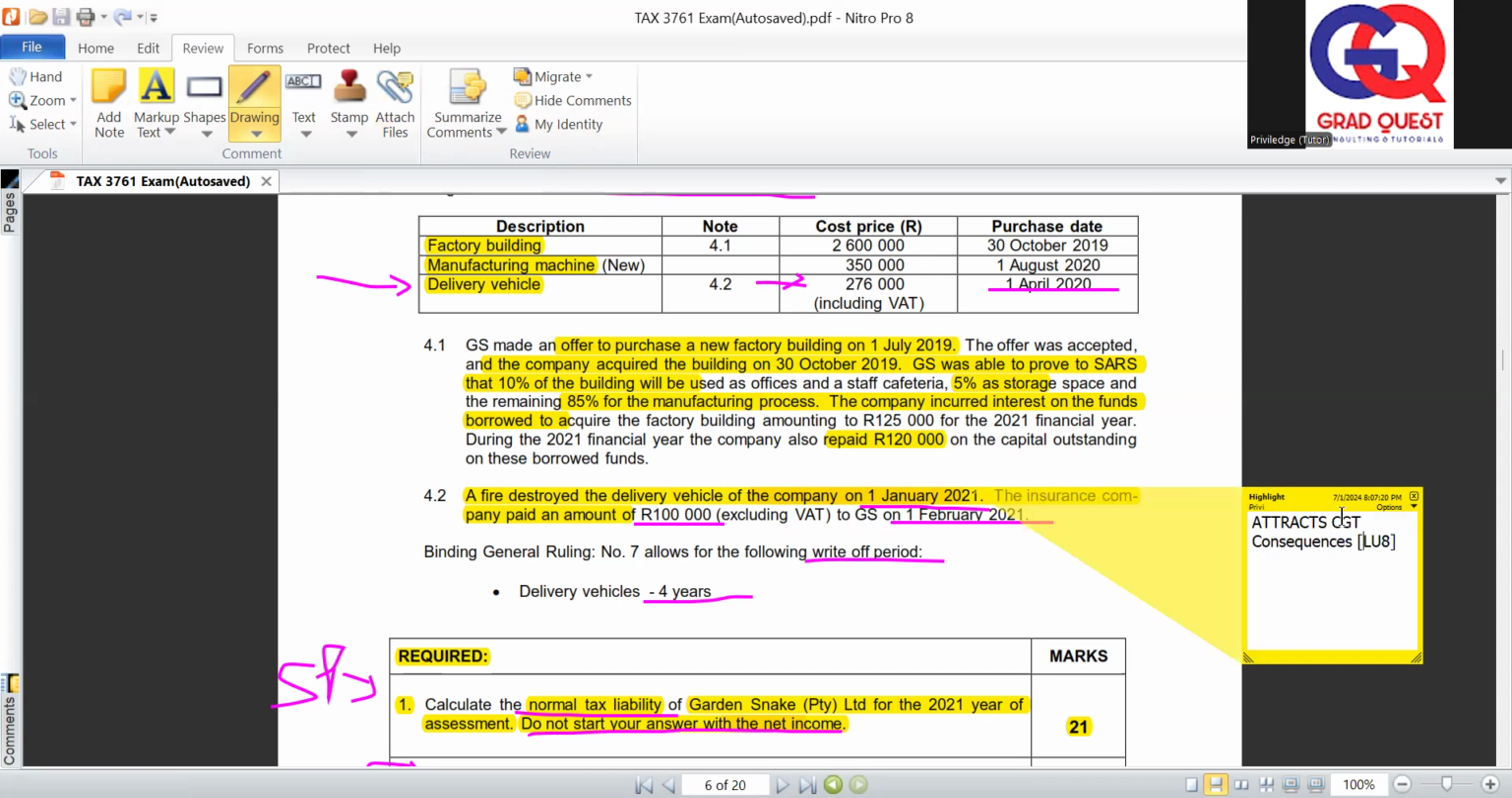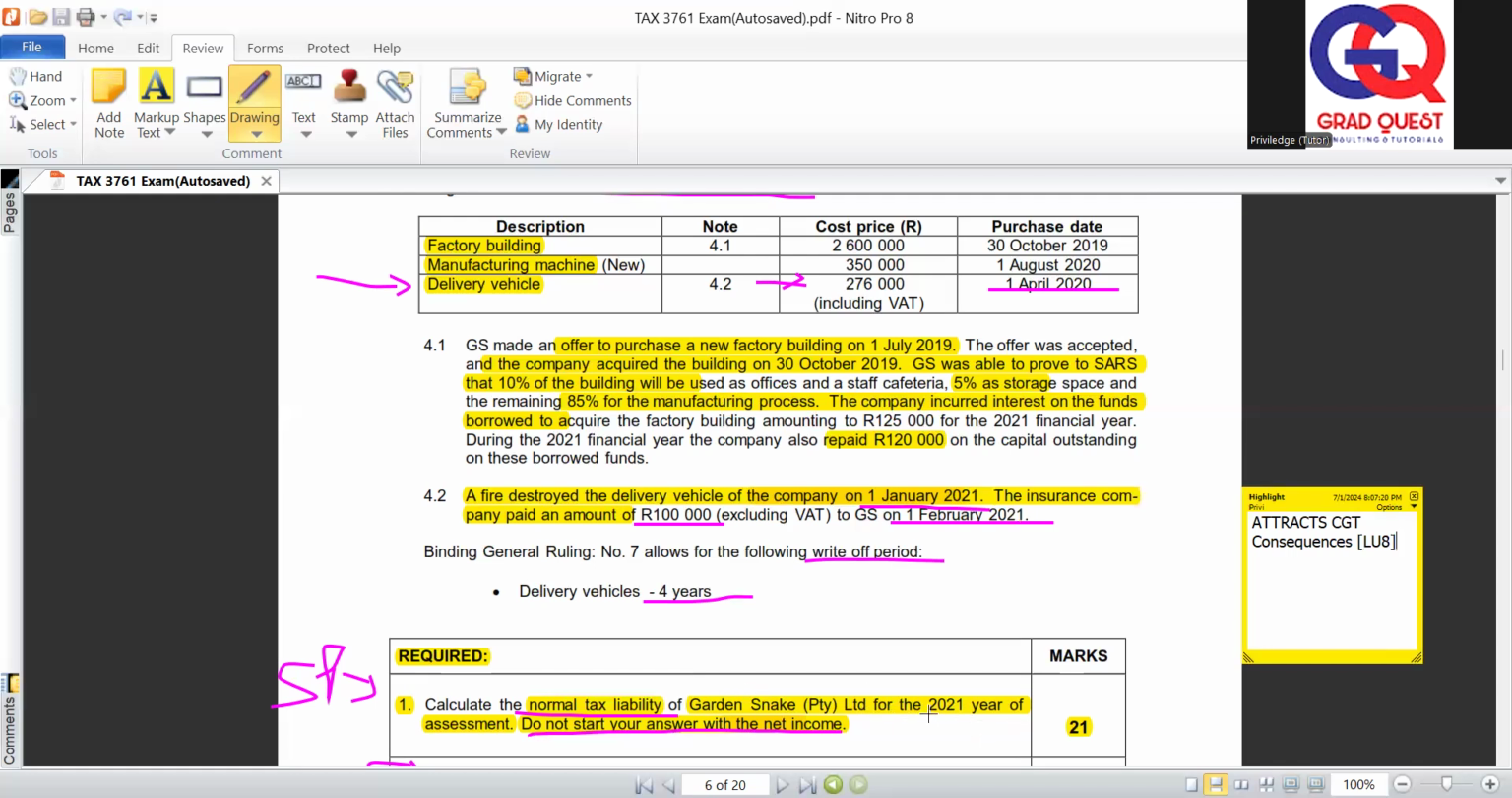So when you see something like that, where a capital asset is either sold or destroyed, whether by virtue of an accident or a natural disaster, in this case the fire breakout, it will attract capital gains consequences. However, what is important is to consider the event. When did it take place? Does it fall within the tax period or the year of assessment that we are currently dealing with?